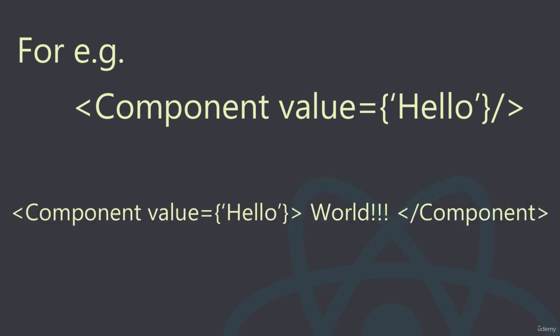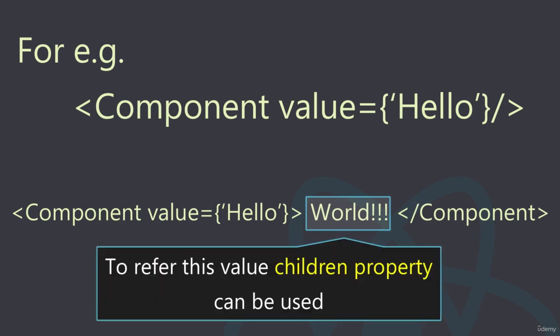But how about this, where you have the component, you have the property also, but in between you have the content. Now let's say you want to refer to this value word, then you need to use the children property, or basically how to deal with it. That's what we are going to see in this section as well.